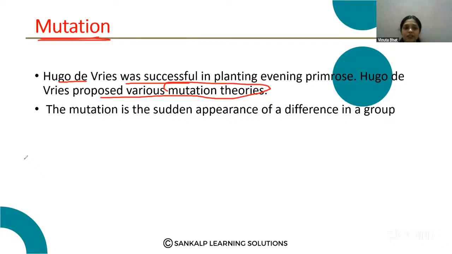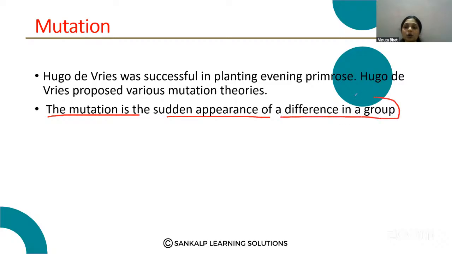So what is mutation then? Mutation is the sudden appearance of a difference in a group. Some characters will suddenly appear in organisms. That is called mutation. That is because of a sudden change at the genetic level, which causes the difference in the group.